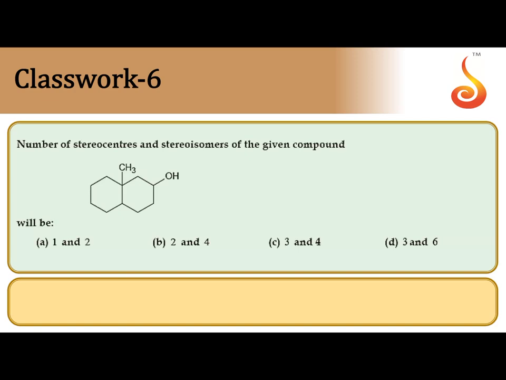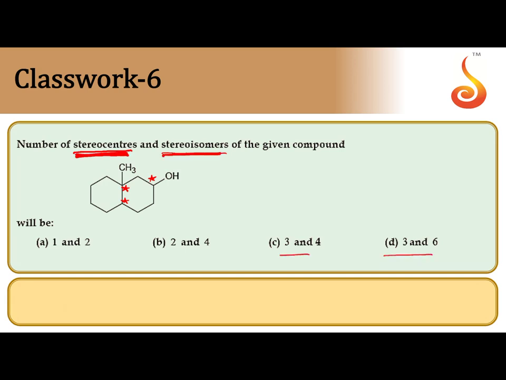The number of stereocenters, stereogenic centers, chiral carbons and doubly bonded carbons with different groups are called stereogenic centers, and stereoisomers for the given compound. Bridgehead carbons are stereogenic carbons, chiral carbons, and the third atom, also a carbon holding OH, is also chiral. So there are 3 stereogenic centers. So with 3 there are 2 options.